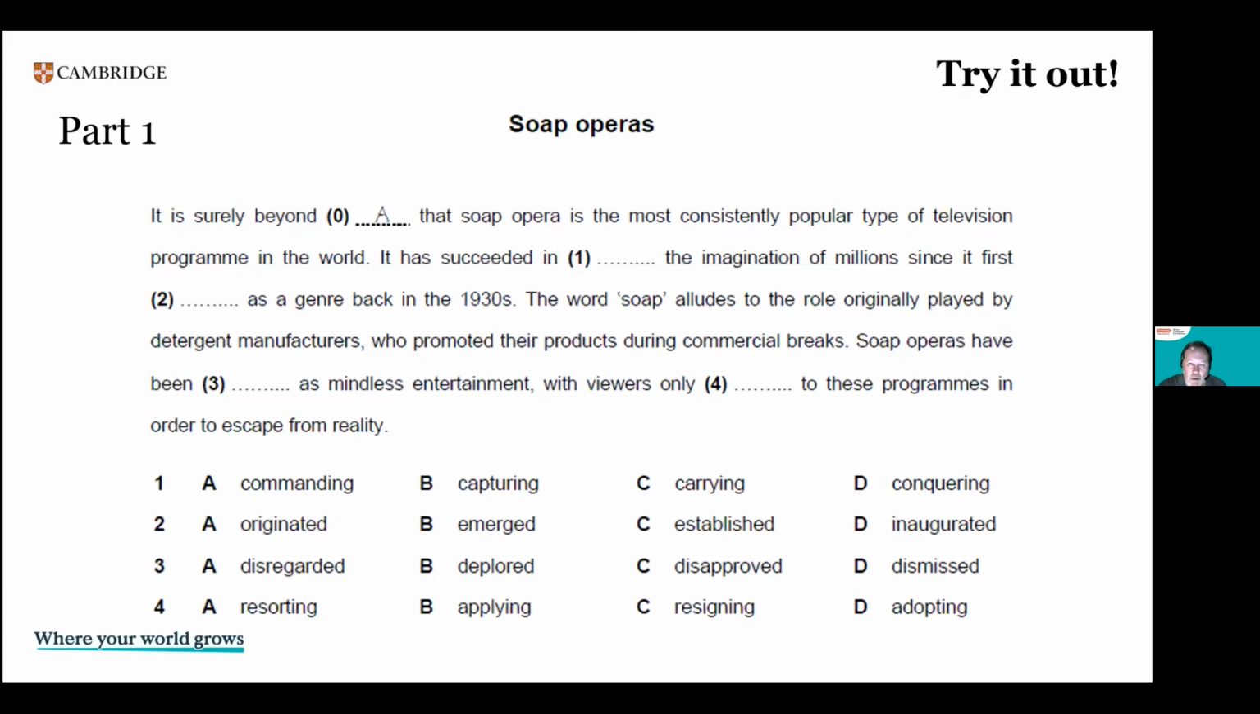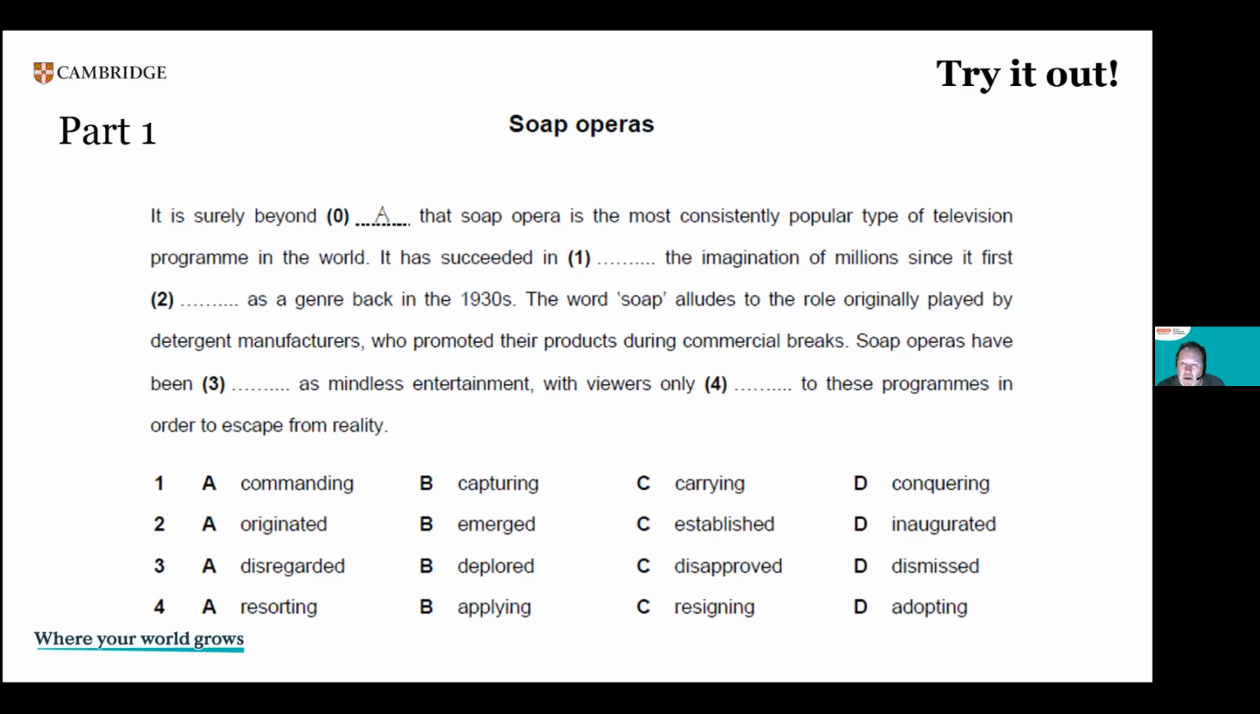And somebody's just decided to do the rest of the test as well. So 2A, since it first, no, 2B emerged as a genre. 3, what have we put? 3 is D. And 4 is A. Okay, just because some people like to check these things.